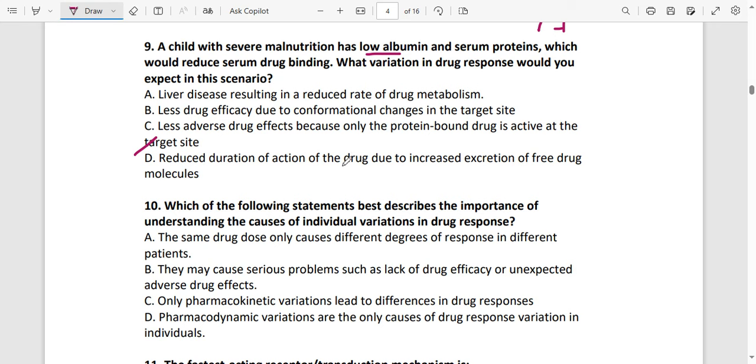A child with severe malnutrition has low albumin and serum proteins, which would reduce serum binding. What variation in drug response would you expect in this scenario? Liver disease resulting in a reduced rate of drug metabolism, less drug efficacy due to conformational changes in the target site, less adverse drug effect because only the protein bound drug is active at the target site, reduced duration of action of the drug due to increased excretion of free drug molecule. Anyone that can help?